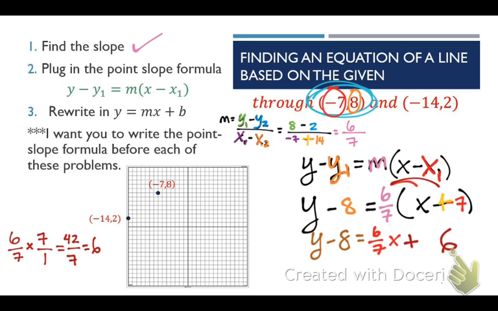All right, and then what's my last step? Add 8. So y equals 6 over 7x plus 14. Wait, so to get 6, you multiply 6 over 7 times 7? Times 7, yes, ma'am.